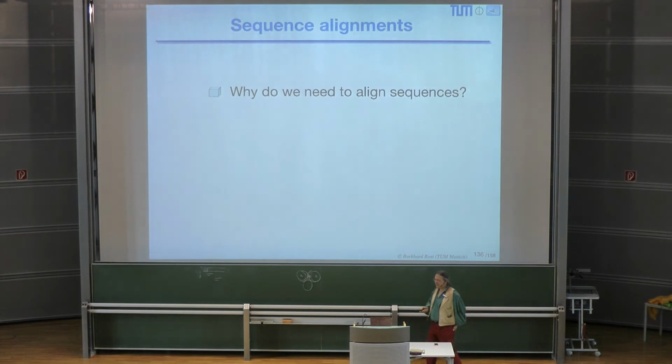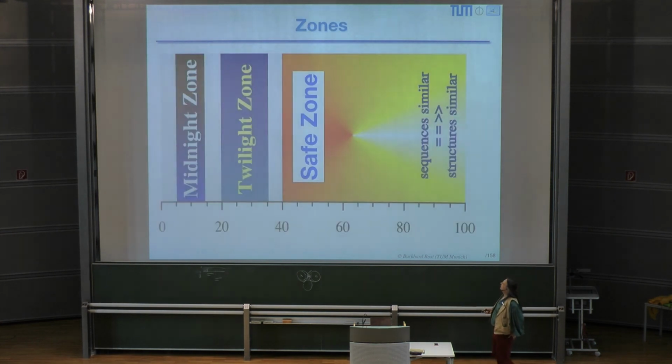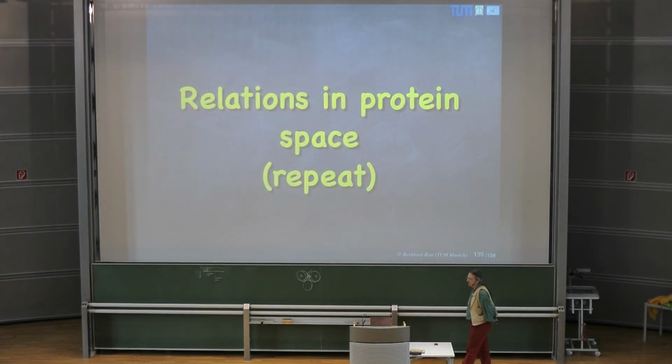Sequence, why bother to align sequences? Again, the background is we want to find homology, we want to find evolutionary relation, we want to find things that are first in the safe zone, twilight zone. So safe zone is pairwise BLAST, pairwise dynamic programming. Twilight zone is where you need profiles, so sequence-profile alignments. The lower part of the twilight zone is maybe profile-profile.